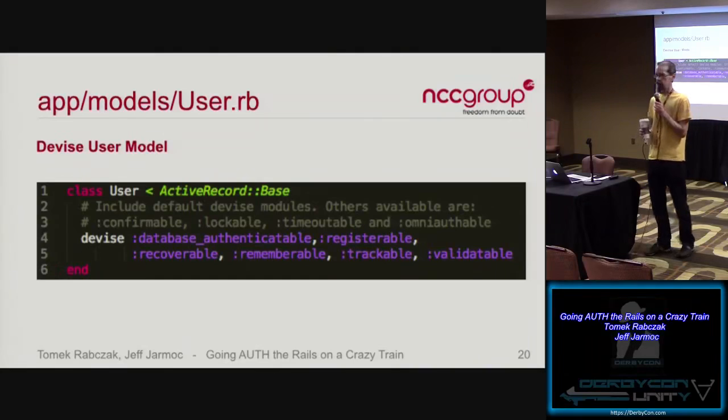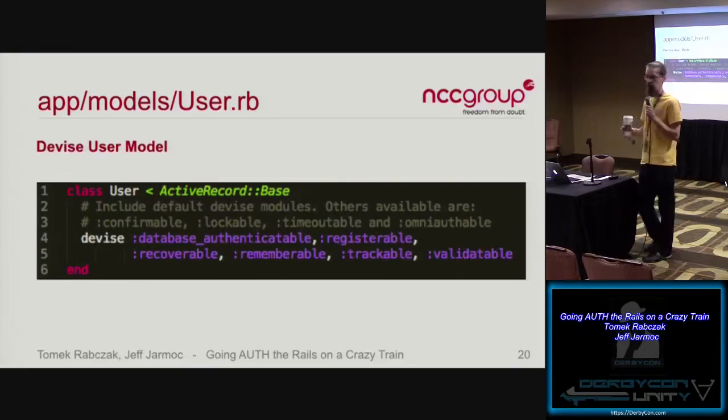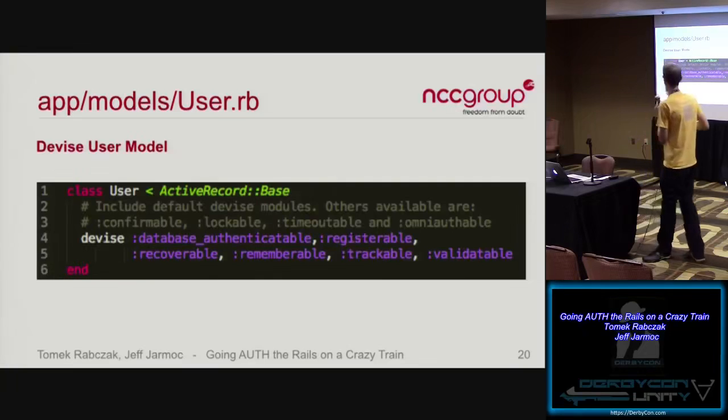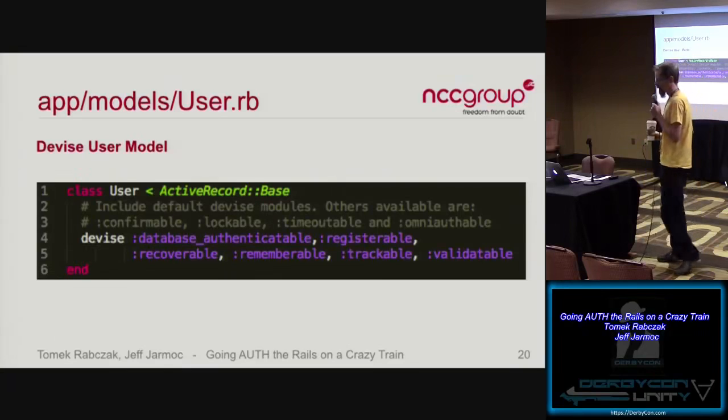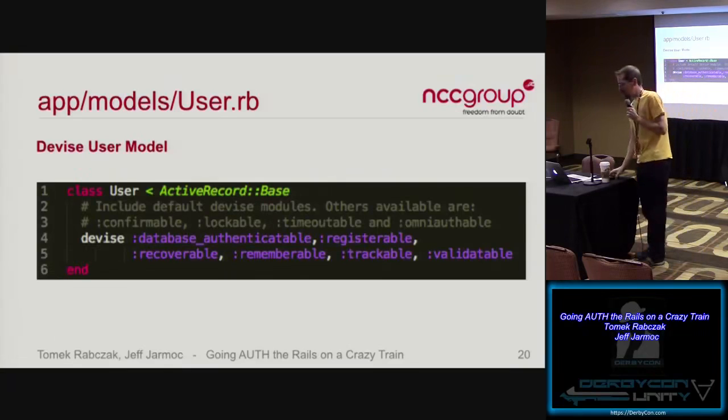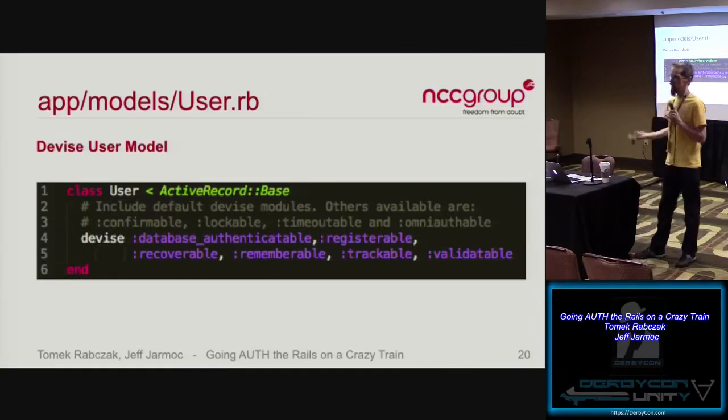Registerable allows a user to anonymously visit the site and create a new account. Database authenticatable is kind of self-evident. It's the main authentication mechanism. Recoverable allows for a password reset flow when a password's forgotten. There's a number of other modules here that are commented out that just aren't enabled by default. So it's kind of nice that you can just enable and disable these modules and get different components of functionality.